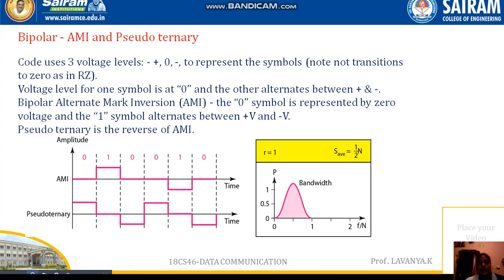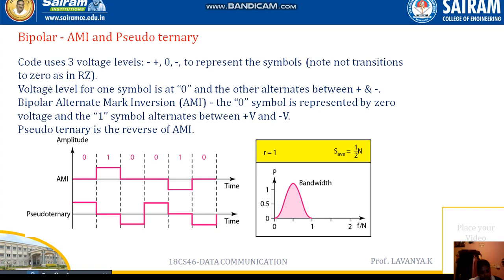Then what is bipolar? Bipolar can contain two types of technique, that is AMI and pseudo ternary technique. The AMI technique stands for alternate mark inversion. The AMI and pseudo ternary are common bipolar encoding schemes, called the bipolar AMI technique, that is bipolar alternate mark inversion.